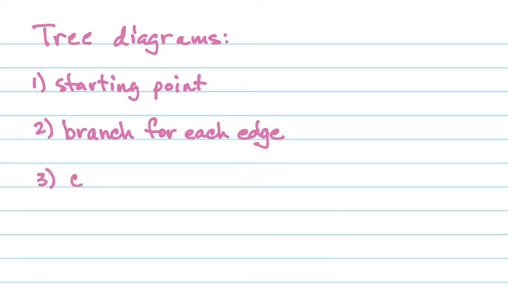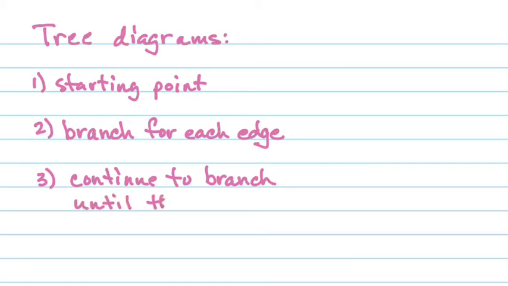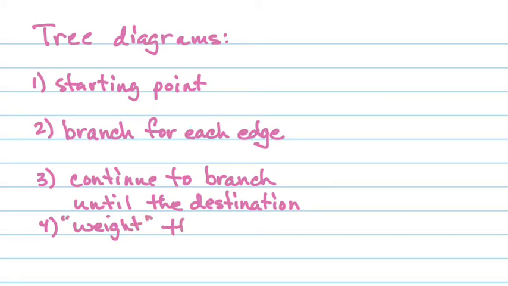Okay? And then you're just going to continue to branch until the destination. Right? So just continue to branch all the way to the end of your destination. Now, that doesn't necessarily always mean to the end. There may be places where you're just going so far, and that's your stopping point. Okay? And finally, you're going to weight the routes.